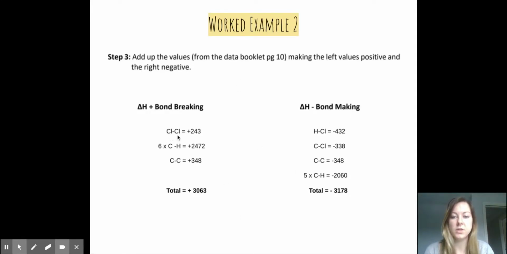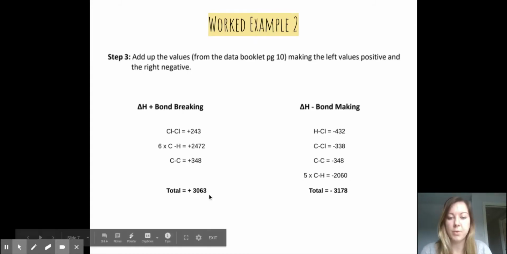So our chlorine to chlorine is 243. Our 6 carbon to hydrogens is 2,472. If you look up the carbon to hydrogen bond, it's 412. You just multiply that value by 6. And lastly, we've got a carbon to carbon, which is 348. Our total on the positive side then is just these numbers added up, which is 3,063.